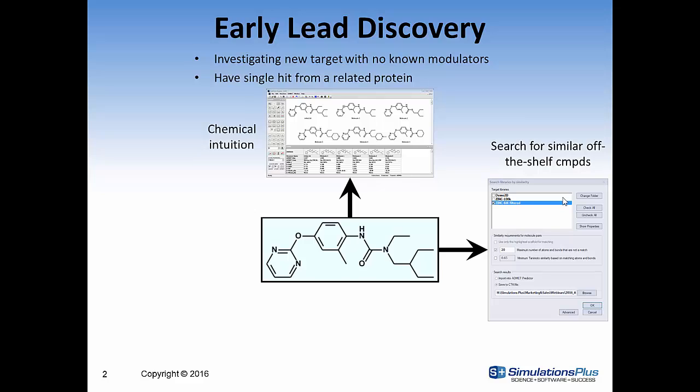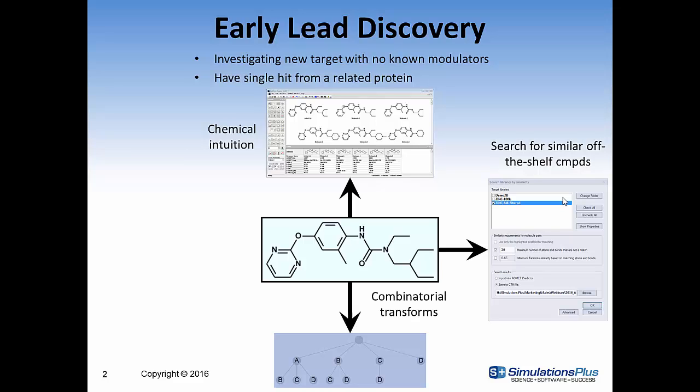Next, you might want to take the compound and search a database of off-the-shelf compounds so that you can buy more compounds similar to this one and have them tested rather than synthesizing those leads. Next, there's a tool in ADMET Predictor that will allow you to convert these molecules to generate new ideas using something we call Combinatorial Transforms. And then finally, you might generate a virtual library around your hit molecule.